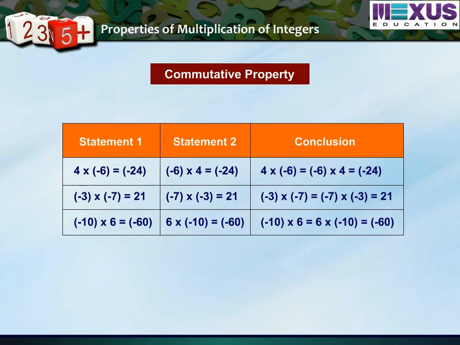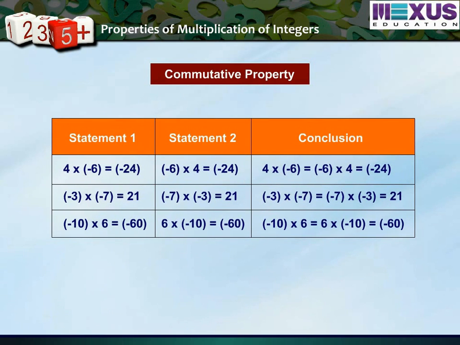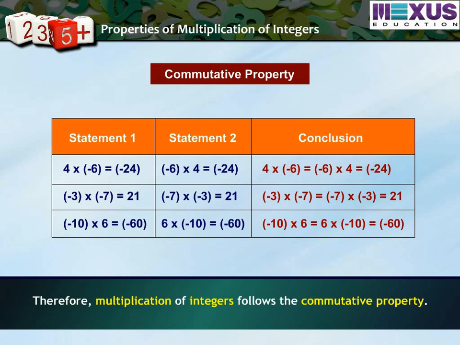Is multiplication commutative for integers? Let us check it. Multiplying in any order of a pair of integers, the product remains the same. Therefore, multiplication of integers follows the commutative property.